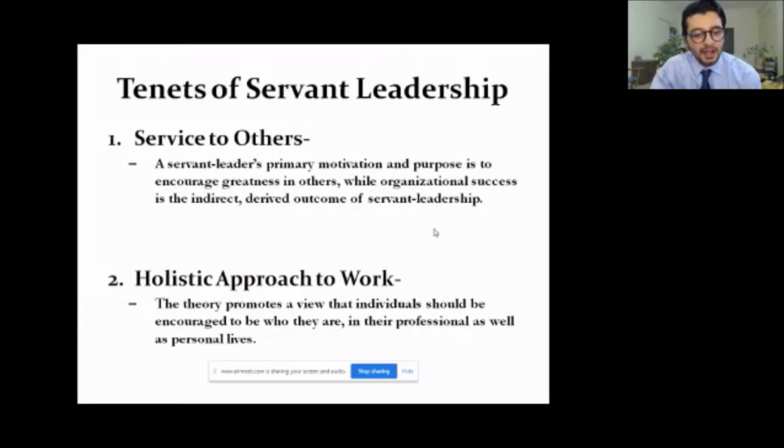The second is the holistic approach towards work. The theory promotes a view that individuals should be encouraged to be who they are in their professional as well as personal lives. Now, I was talking to one of my finest friends, Viraj Shukla. He's currently working as a really fine executive in Tata International, in Tata Group. He told me about one thing that was currently going on in Tata that was really astonishing, that a company can even think this way about its employees.